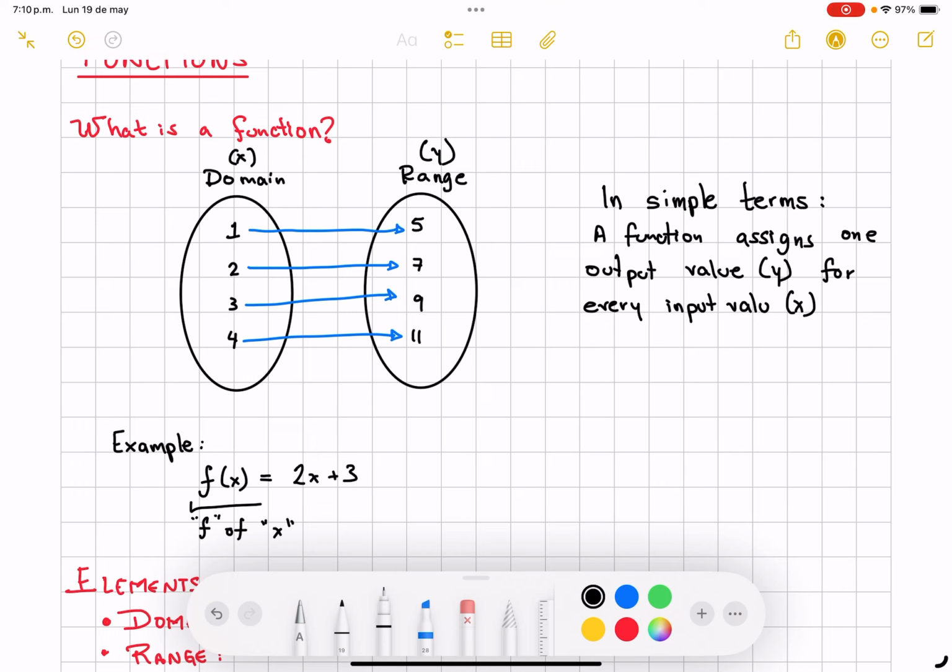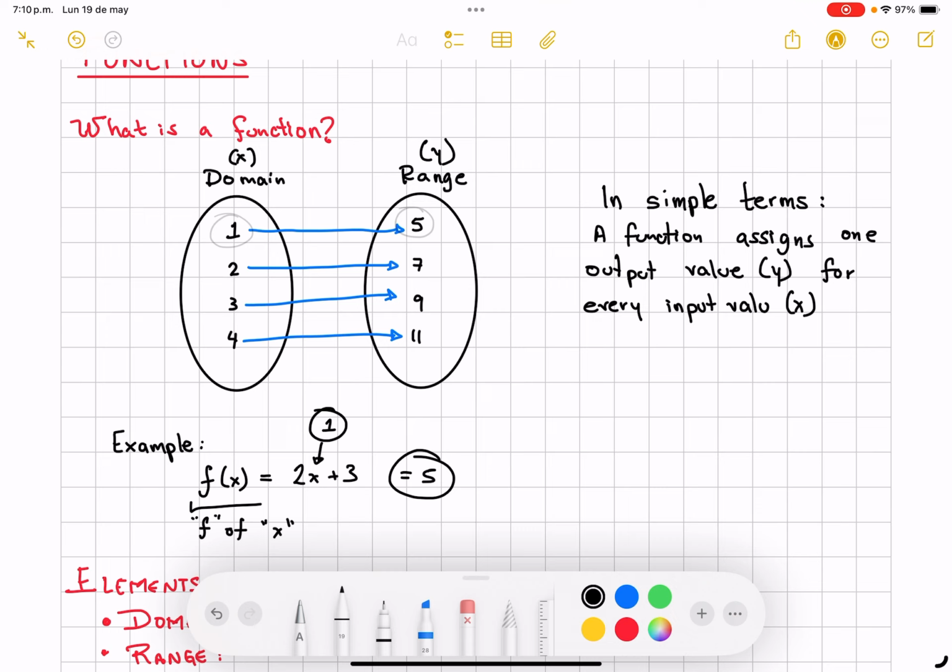That means that every time a new x enters this rule, it is going to be multiplied by the number 2, and then we are going to add the number 3. So when the 1 enters here, 1 times 2 equals 2, plus 3 equals 5. So when x is 1, the outcome is a 5. The 1 goes with a 5.